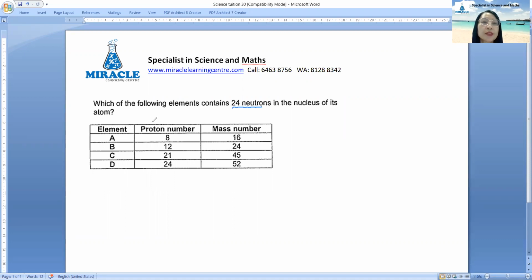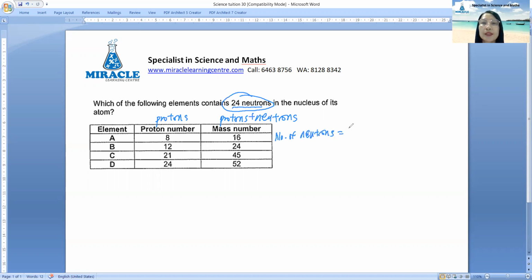Proton number will let us know the number of protons in an atom. Mass number will tell us the number of protons and neutrons in the atom. To find the number of neutrons, we need to take the mass number minus the proton number.